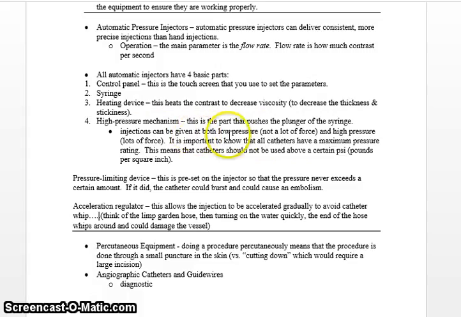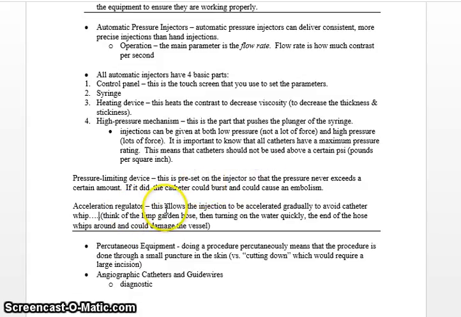Injections can be given at both low pressure, which means not a lot of force, and high pressure, which means lots of force. It is important to know that all catheters have a maximum pressure rating. This means that catheters should not be used above a certain PSI, pounds per square inch. The automatic pressure injectors have safety features. There's a pressure limiting device. This is preset on the injector so that the pressure never exceeds a certain amount. If it did, the catheter could burst and could cause an embolism.